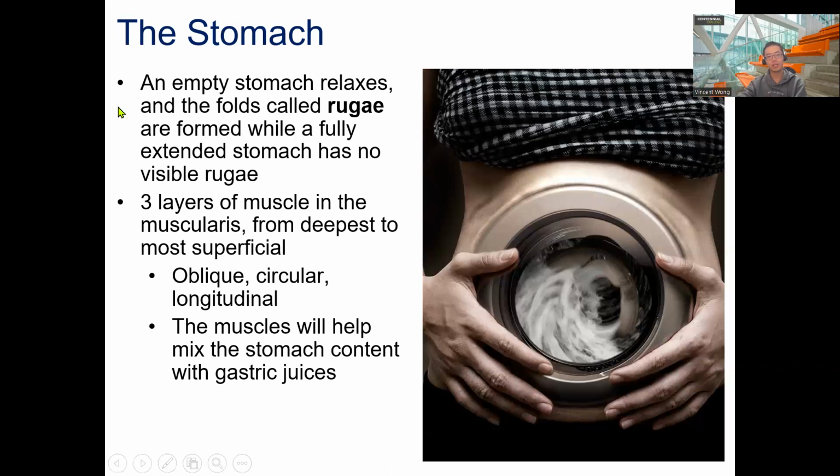In addition to the circular and longitudinal layers, which you will find in the rest of the GI tract, you will also find the oblique layer. The oblique layer, the diagonal muscle layer, will help you turn the stomach and help mix the stomach content with the gastric juice. It's really kind of like a washing machine, it just tumbles and mixes things together.